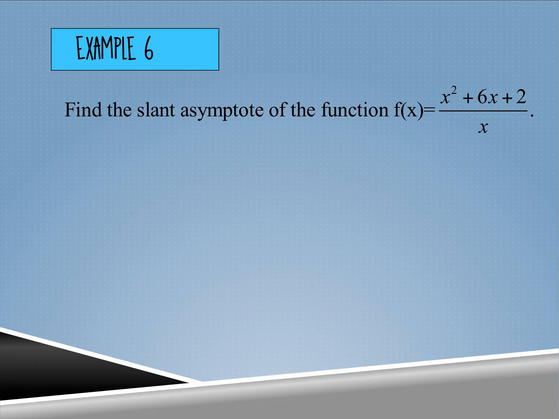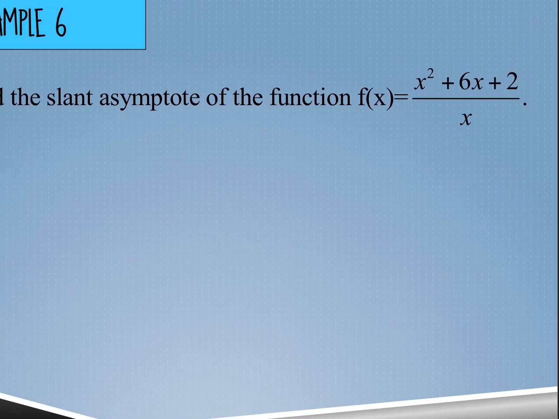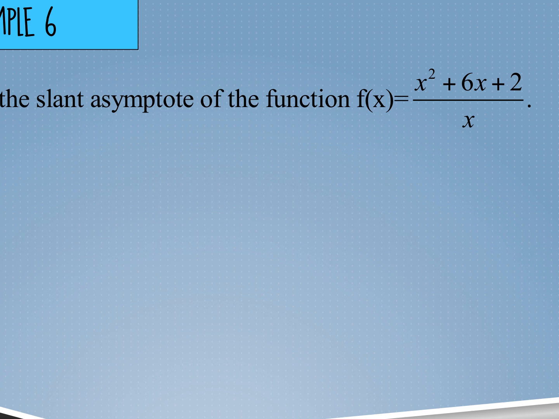All right, so example 6, let's find our slant asymptote of the function. So how do I find the slant asymptote? What did I just say on the last slide? Divide. So we're going to use long division. So what goes on the outside? X, whatever is in our denominator goes on the outside, and the numerator goes on the inside. So x squared plus 6x plus 2.